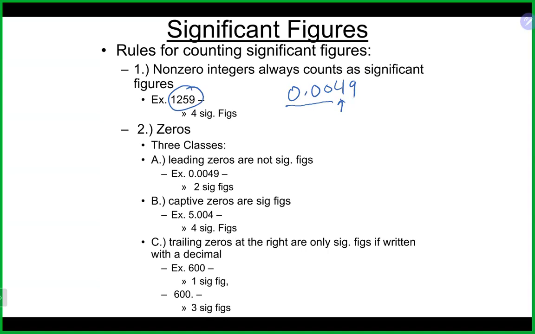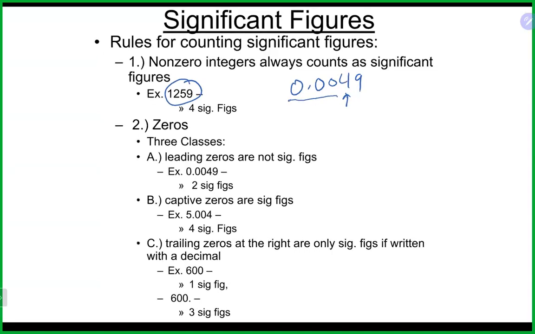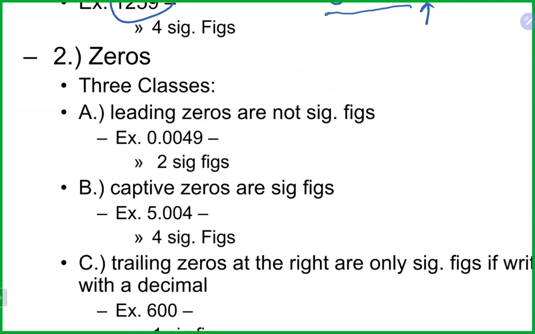You could have 1,000 zeros before that first non-zero. They are all not significant until you hit that first non-zero number, and that's when you start counting. Now there are zeros that are trapped in the middle. Those are sometimes referred to as captive zeros, and those are significant. So in this case, we would start counting at the 5. These zeros are trapped, which makes them significant. Then we have a 4 at the end, which is also significant. So this would be 4 significant figures.